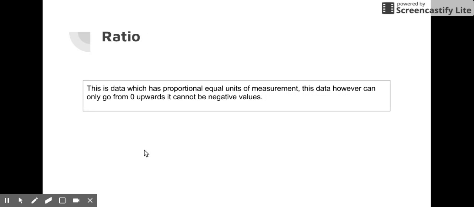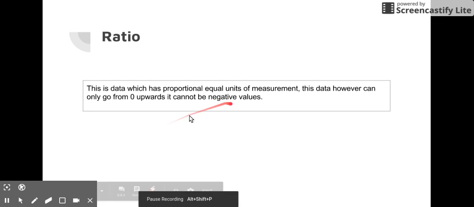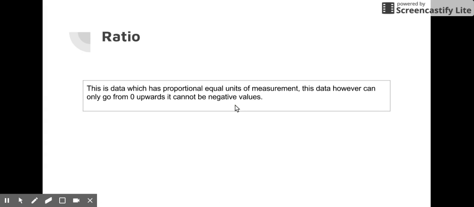Ratio. So this is data that has proportional equal units of measurement. So this time 0 does have a value, so it's 0 upwards. So, for example, this is data like height, weight. So you can have a height of 2.4 centimeters, or you can have a weight of 55 kilograms, but you can't have a negative weight and you can't have a negative height.